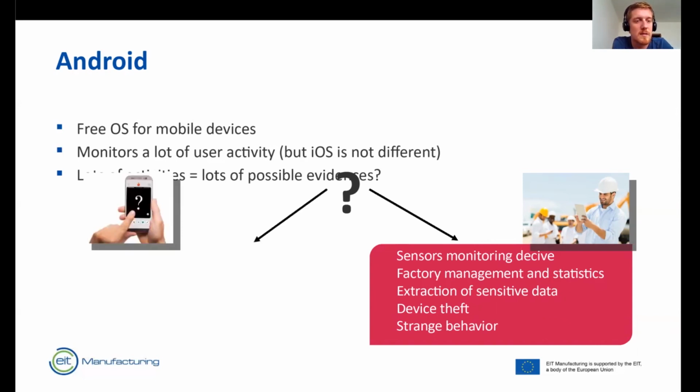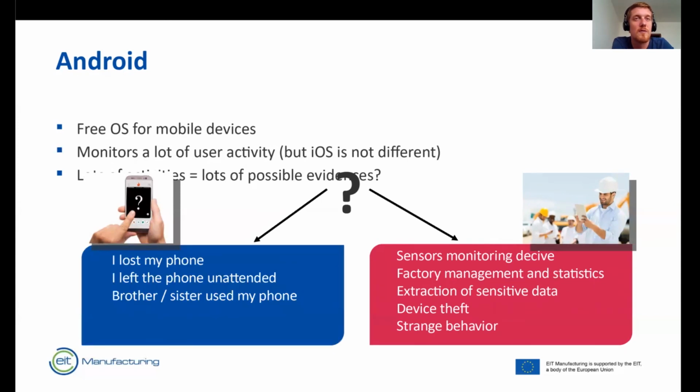The other case is personal. For example, I love my phone and I want to find it. I left my phone unattended and I don't know what happened, or something really basic. My brother and sister use my phone and they start to laugh more and more, and I don't know why. So I want to know what they do with my phone. Did they search through my pictures, or did they change my settings, or something like this.